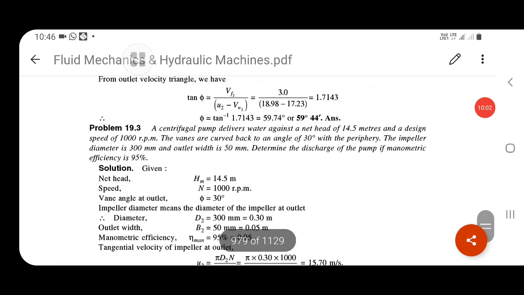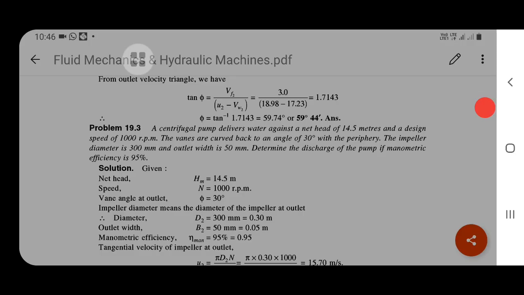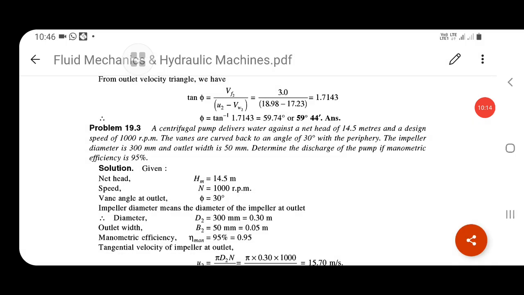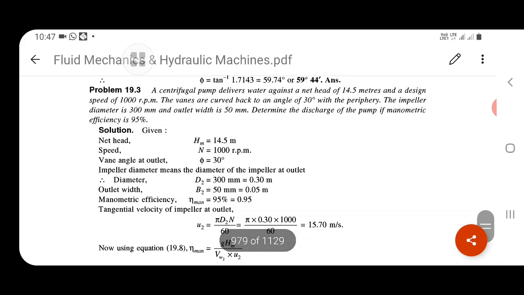So the next example is: a centrifugal pump delivers water against a net head of 14.5 meter and the design speed is 1000 rpm. The vanes are curved backward at an angle of 30 degree with the periphery. The impeller diameter is 300 mm and the outlet width is 50 mm. Determine the discharge of the pump if the manometric efficiency is 95%.